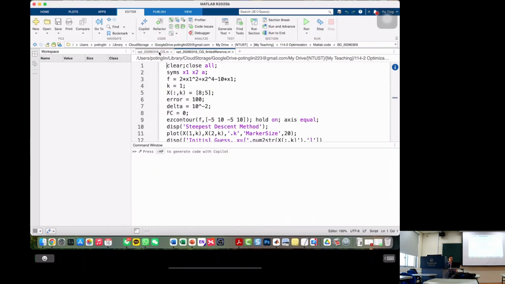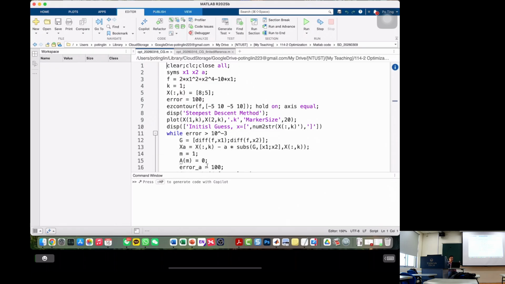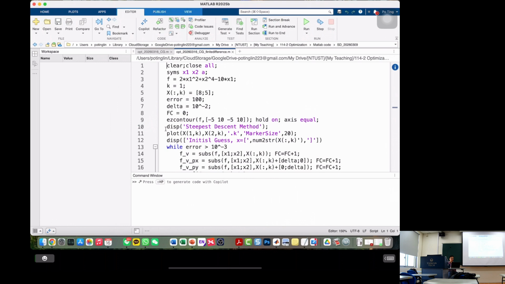So this is the code that I had earlier, and I just renamed it as conjugate gradient. But nothing was changed. Now I'm going to change it. So this was my steepest descent code. I'm going to change it to conjugate gradient. And this was the code with symbolic. The other code is the one with finite difference. So I'm going to modify both codes at the same time.